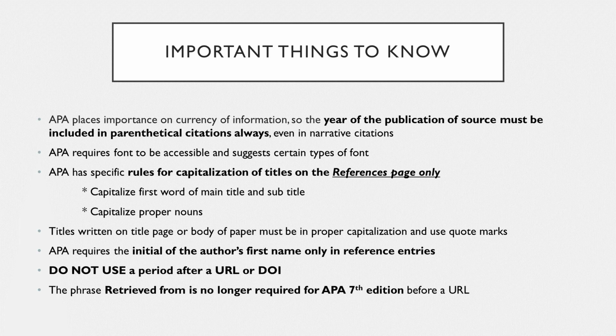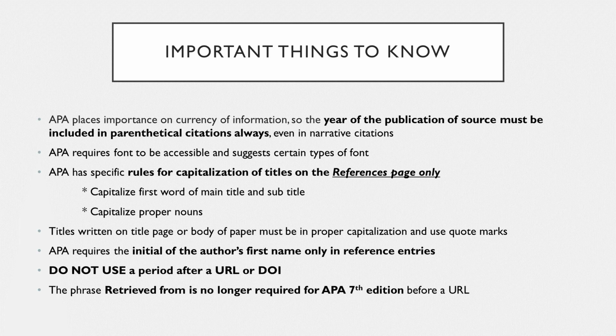APA requires font to be accessible, and they have suggestions for certain types of font to be used in papers. APA also has these odd little capitalization rules that apply to titles on the references page. So anytime you are using the title of an article in a reference entry, you would capitalize the first word of the main title and subtitle, and also any proper nouns.